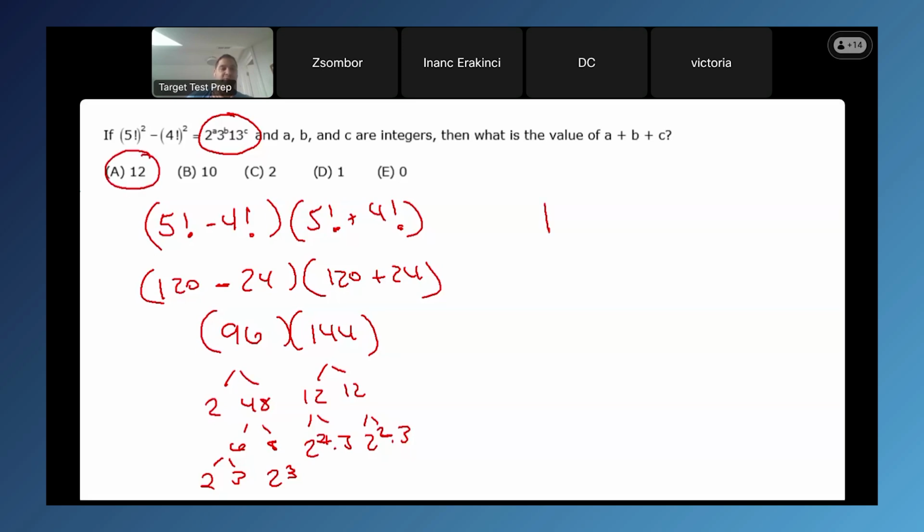Now you may say, well, wait, what about the 13? Well, here's the good news. 13 to the 0, that's 1, so there's 0 13s. So that's why C would end up being 0. So A plus B plus C, you end up getting 12.